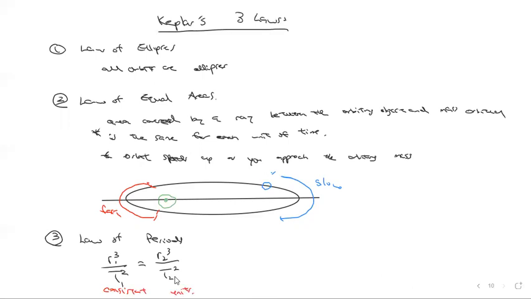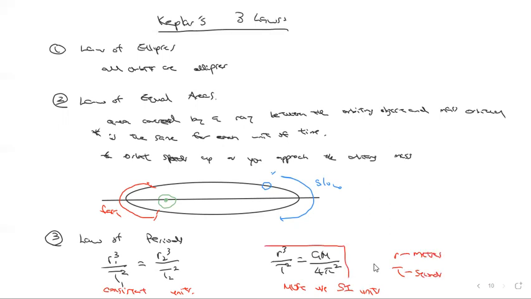Now, we can actually also prove that r cubed over t squared equals GM over 4 pi squared, and that's what's on your formula sheet. If you want to use this version, because you're using G and M and so forth, then you must use SI units. In other words, r is in meters and t is in seconds.